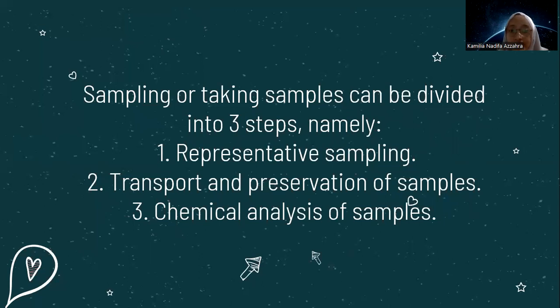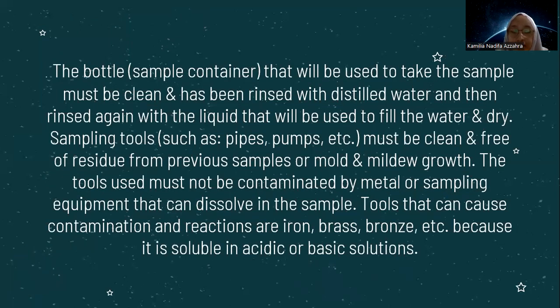Sampling, or taking samples, can be divided into three steps, namely: number 1, representative sampling; number 2, transport and preservation of samples; and number 3, chemical analysis of samples. The bottle or sample container that will be used to take the sample must be clean and rinsed with distilled water, and then rinsed again with the liquid that will be used to fill it, and dry.